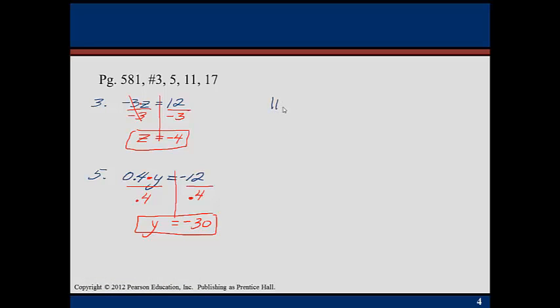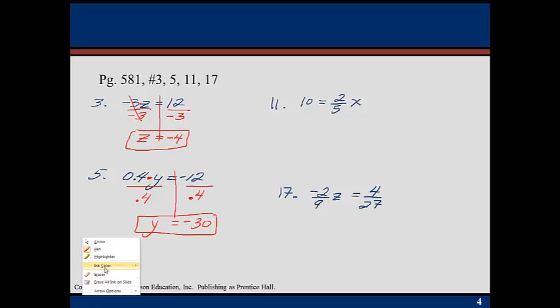Then number 11, we have 10 equals 2 over 5x. And we're solving for x. This time it's a fraction that's multiplying. It's 2 over 5. Since it's multiplying, we will typically divide both sides. However, we do not divide by fractions. Instead, you multiply by the reciprocal. So remember, we do not divide by fractions. Instead, we multiply by the reciprocal, which is the same as saying by the flip. So flip the fraction.